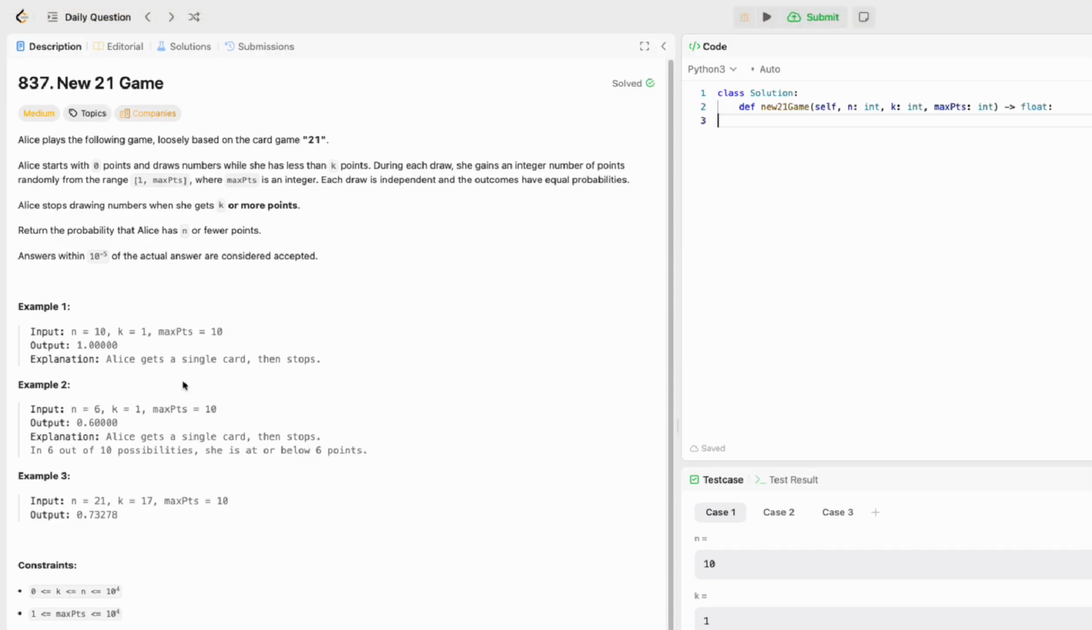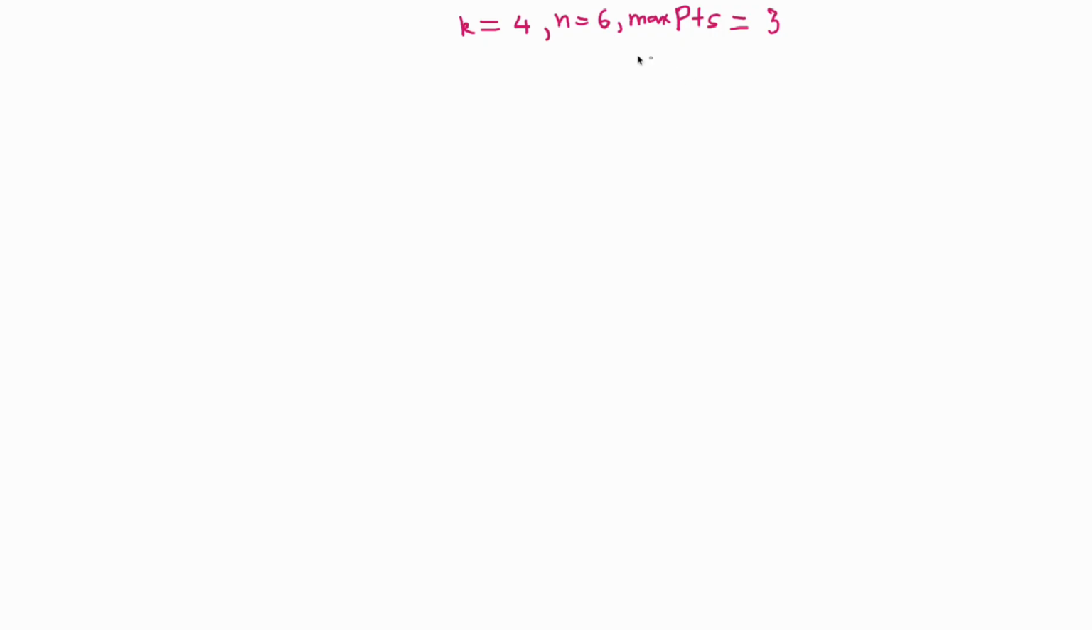Yeah, because the examples in here, I think they are useless, so that's why I take another example. For example, in here we have k equal to 4, n equal to 6, and the max point is equal to 3. To solve this problem, it means that we need to find the probability and just break it down using some kind of probability.